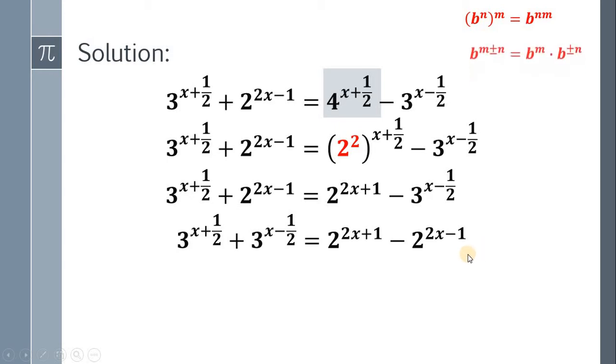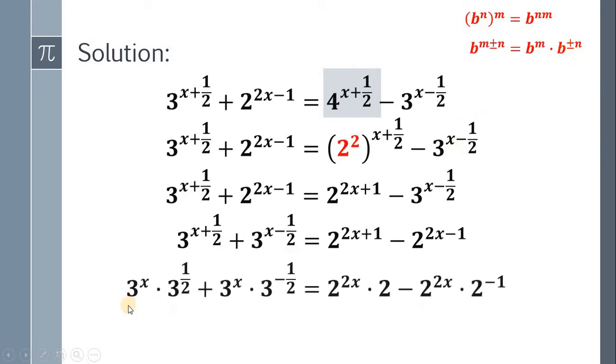Now at this point, we will use another law of exponent, and if we have b raised to m plus or minus n, it is equal to b raised to m multiplied by b raised to plus or minus n. If we apply this law, our equation now becomes 3 raised to x multiplied by 3 raised to 1 half plus 3 raised to x multiplied by 3 raised to negative 1 half. It is equal to 2 raised to 2x multiplied by 2 minus 2 raised to 2x multiplied by 2 raised to negative 1.